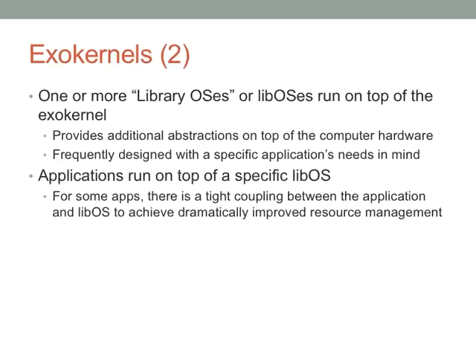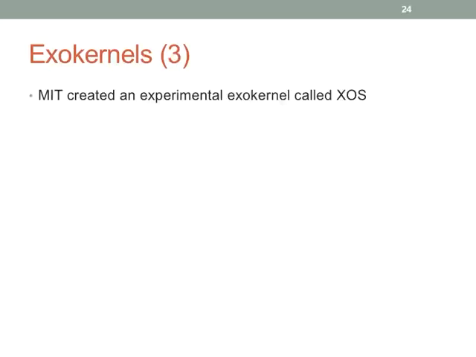And then applications can just decide what libOS they want to use. So they don't have to use every library OS. They're not constrained to. If they want to talk directly to hardware, they can. If they want to provide their own libOS, they can. And if they want to use some other libOS that's provided by the system, they can. So they have a lot of flexibility.